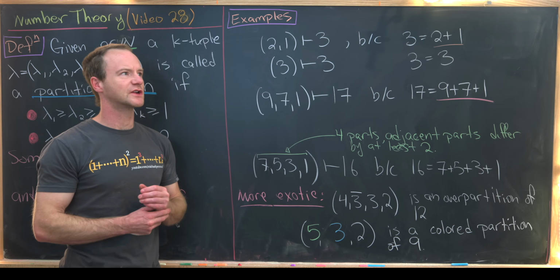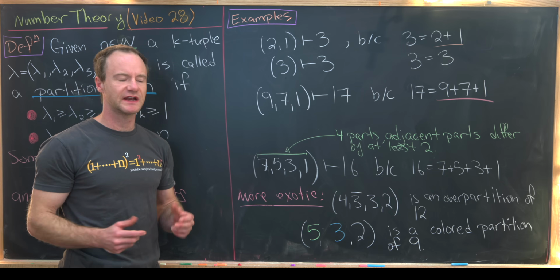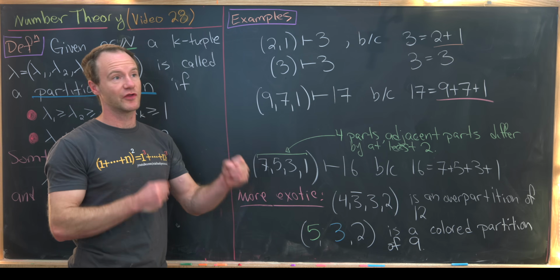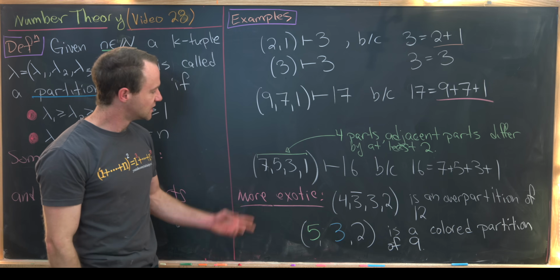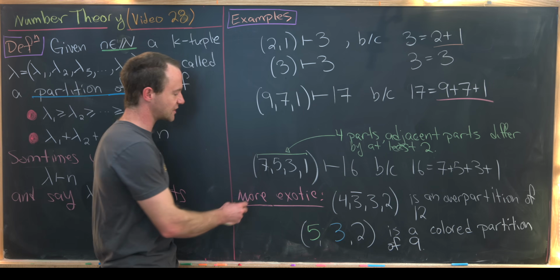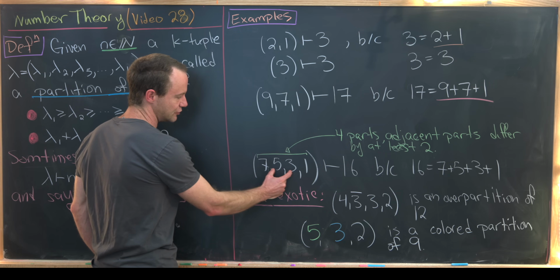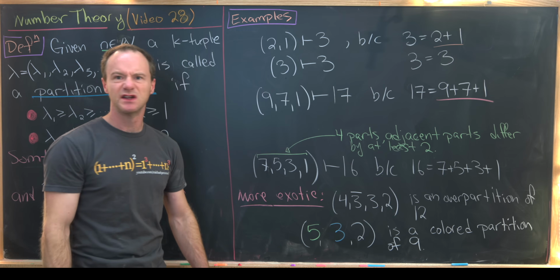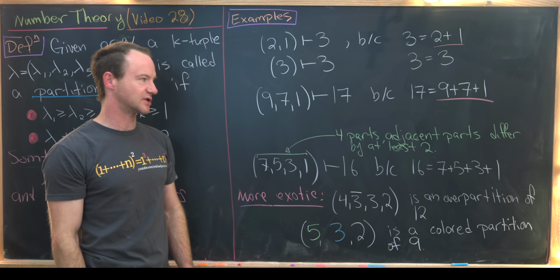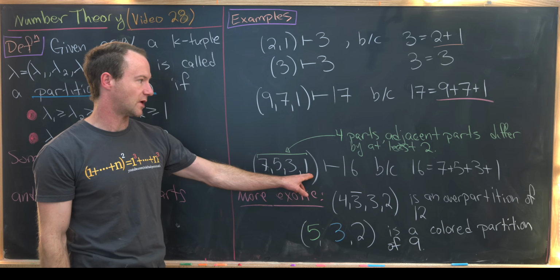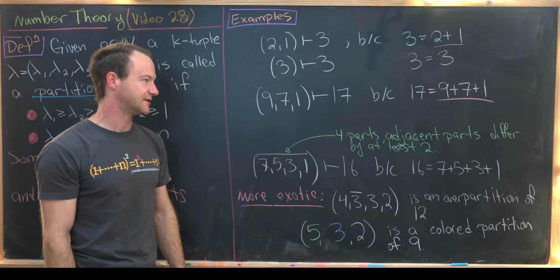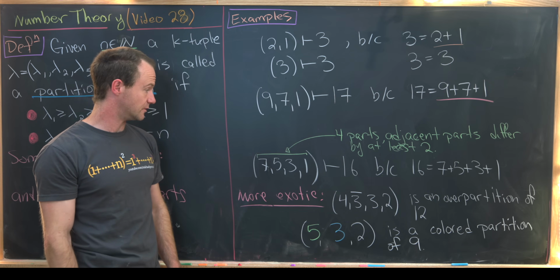Now, when we dive into questions about partitions, you're often interested in how the parts relate to each other or the general shape of the parts. So I want to point out here that there is always a distance of 2 between adjacent parts. So that's actually a pretty common type of partition to study. So I've written that here. This has 4 total parts, and adjacent parts differ by at least 2.